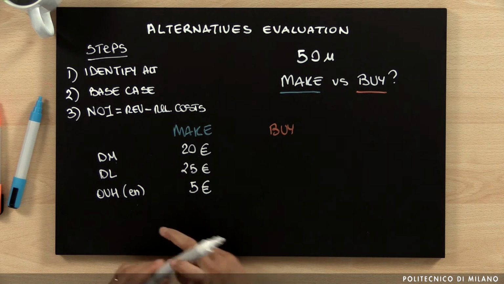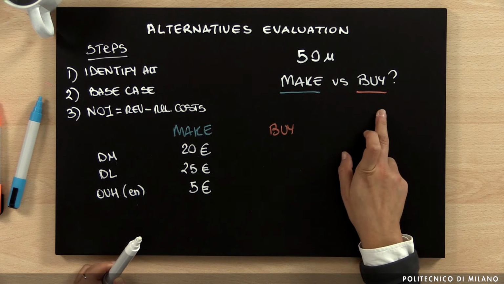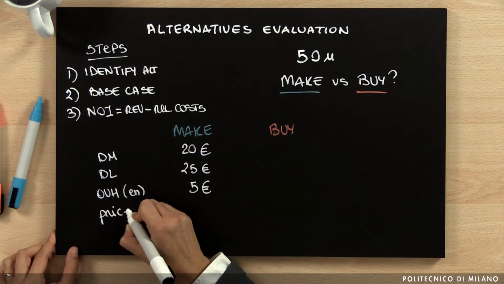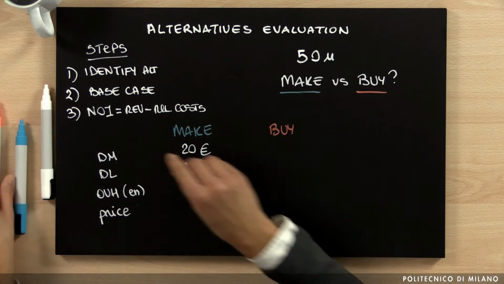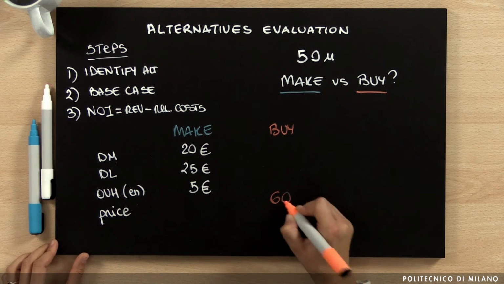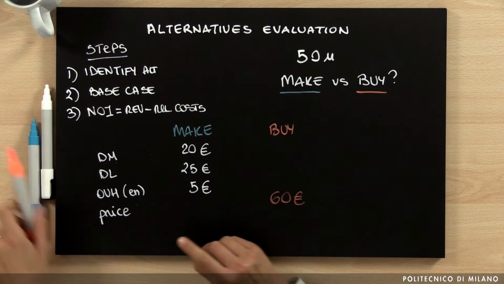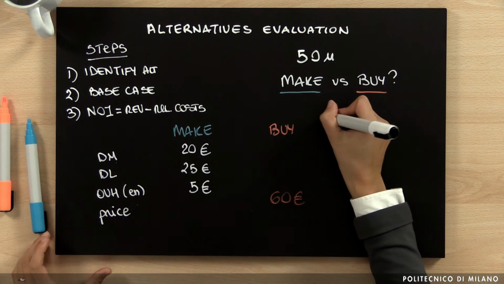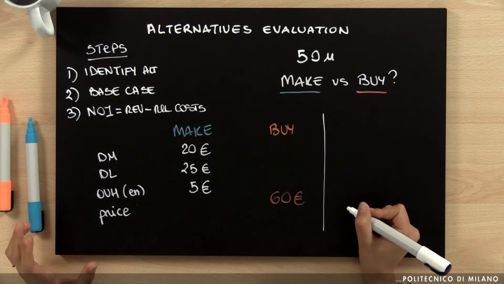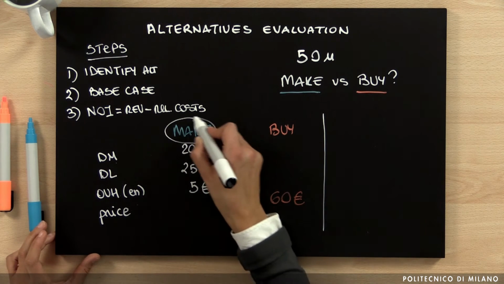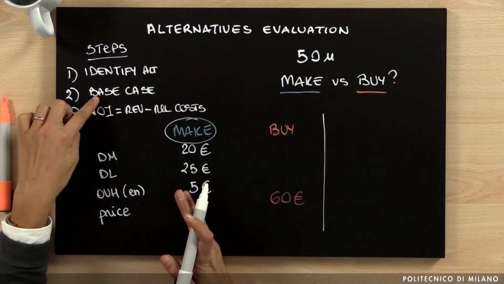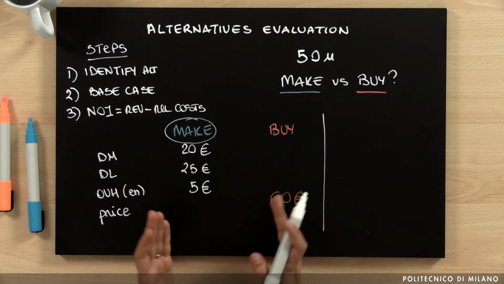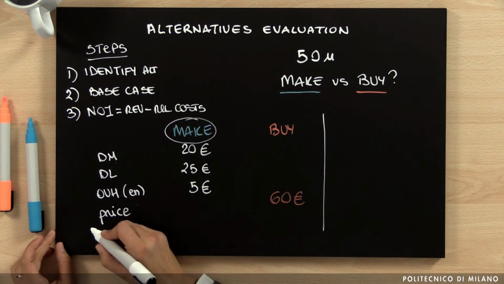While in the moment in which we buy the product, so we purchase the product from someone else, we have the purchasing price from outside, and this purchasing price can be of 60 euros. We need to understand if it is more convenient to realize the units inside or to purchase them outside. Our base case can be the make, so we can consider the internal production as our reference case. So we have identified the alternative, we have the base case. Now we should compare them in order to identify which of the two is more convenient.